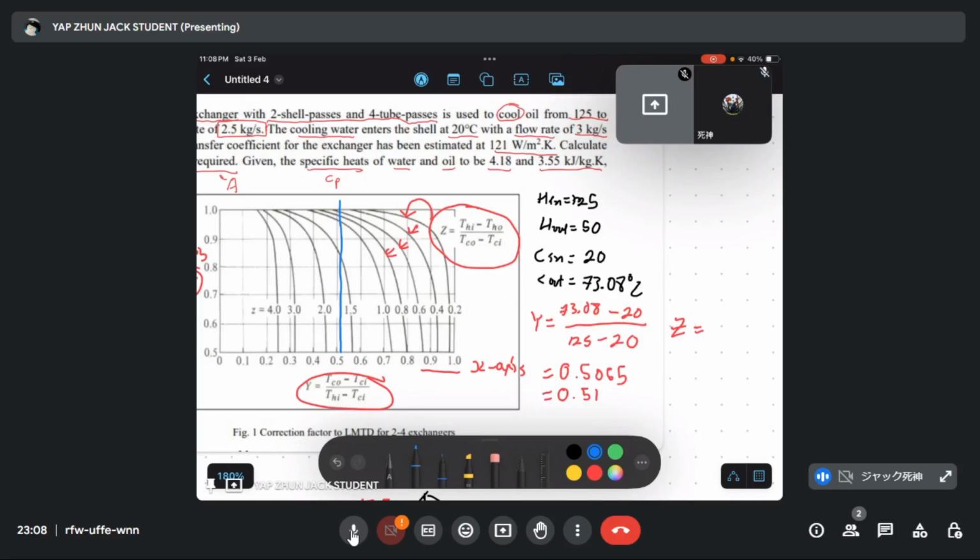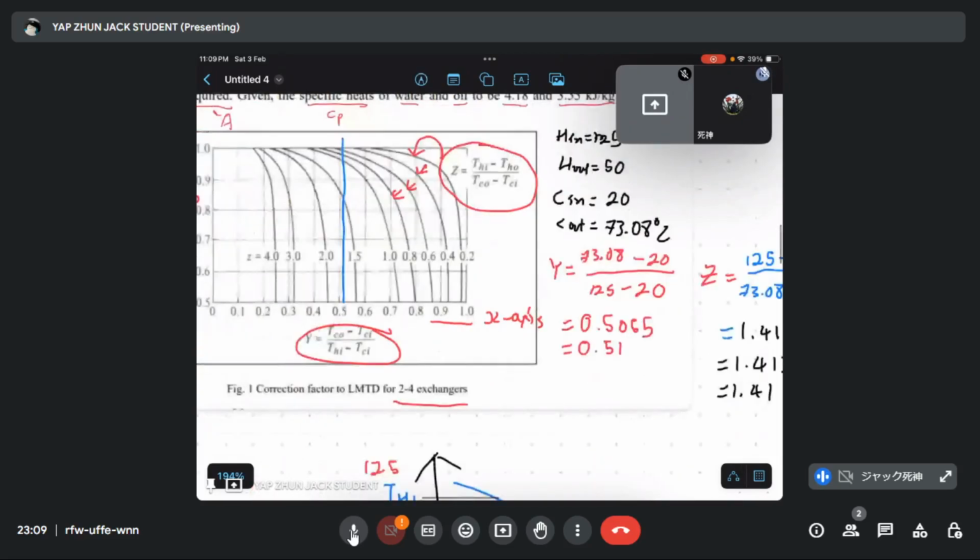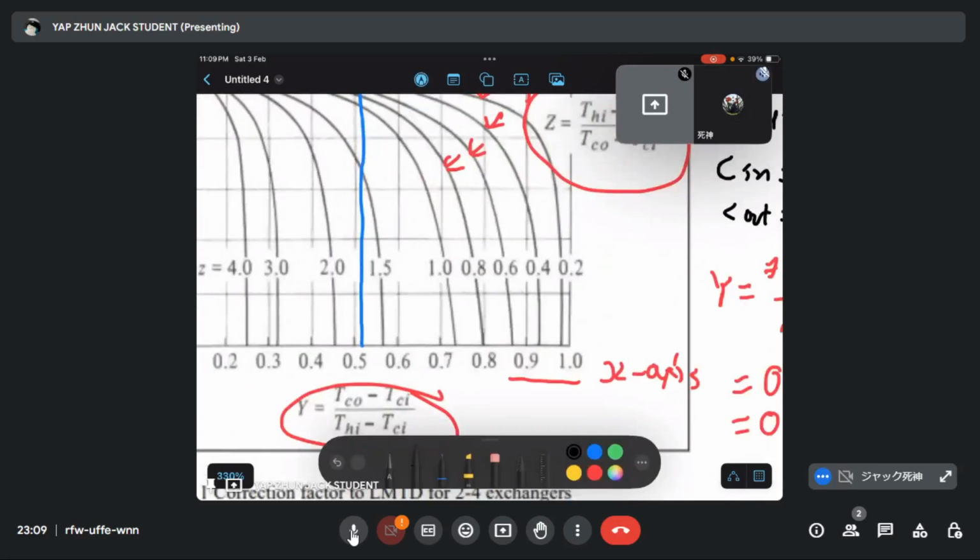Okay, so the z is hot in, 125, minus hot out, 50, over cold out, 73.08, minus your cold in, 20. So take out your calculator and calculate it. No need to worry, this calculation is quite easy for us. Okay, it is 1.41296. Actually it's 1.413, or 1.41. We just take two decimals. Okay, 1.41. From this we already know where 1.41 is.